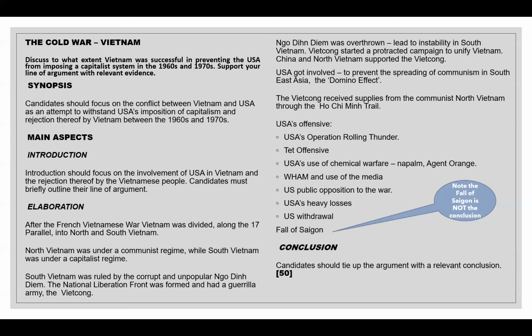So if Vietnam becomes communist, what's going to happen to the rest of Southeast Asia? We've already got China communist, Korea's communist. What's going to happen to all these other countries? So they start this idea of the domino effect again. That needs to be present in your essay. You need to explain what the domino effect was and why. This is one of the main reasons why the USA gets involved in the war, even though it's happening on the other side of the world.